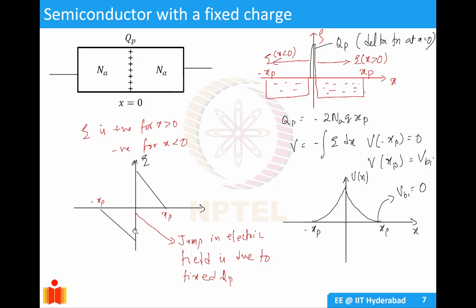And when you calculate the potential by integrating over this, from minus xp it goes to some value, and then from that value it comes back to 0 at xp. So you see the net built-in potential for this region is 0.